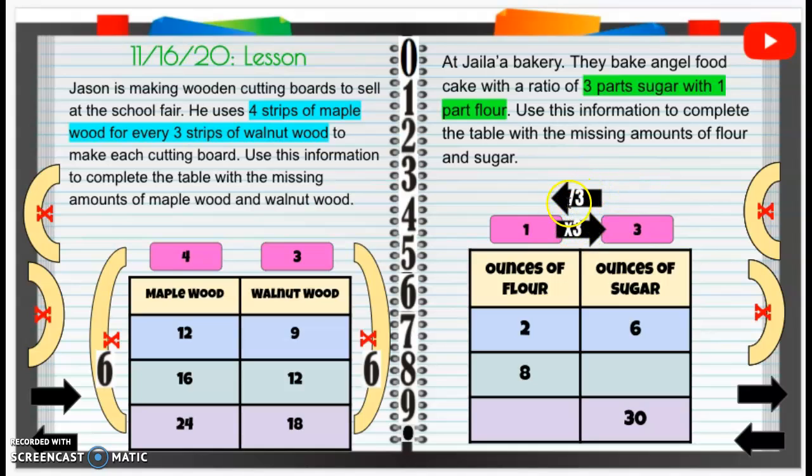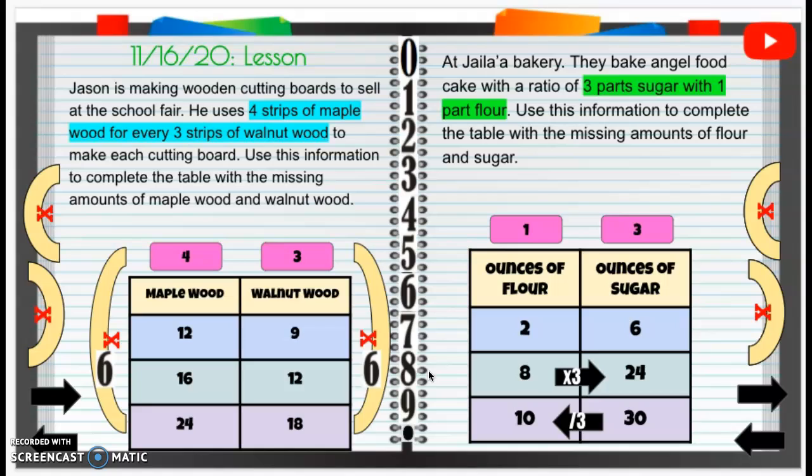So now we have our arrows set up. Let's go down our table. So let's double check. If I use this arrow from 2 to get to 6, times 3, yes it is. Let's take a look at this next one. The empty box is also the sugar. So 8 times 3 is going to be what? I know it's going to be 24. And then the last row, the empty box is the flour. So we're going to do 30 divided by 3, which is going to be 10.